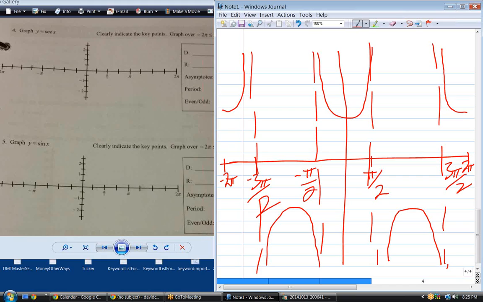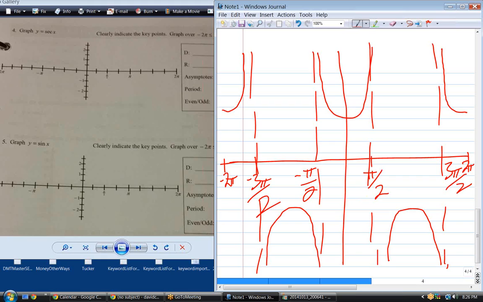Domain will be all reals except multiples of pi over 2. I think it's odd multiples of pi over 2. Oh, yeah. Because it's a pi over 2 and then a 3 pi over 2 and a 5 pi over 2. So, okay. Range. Y is less than or equal to negative 1. Y is greater than or equal to 1. Asymptotes, we did those already.